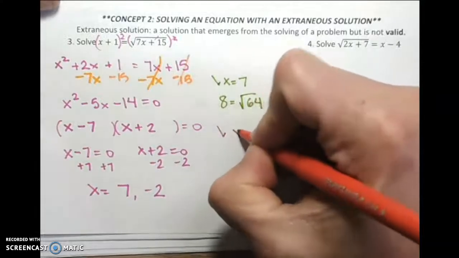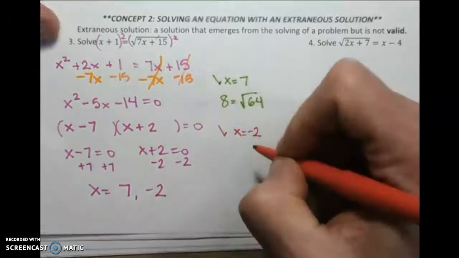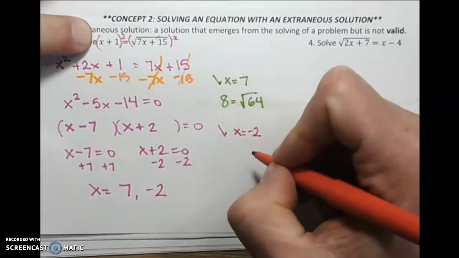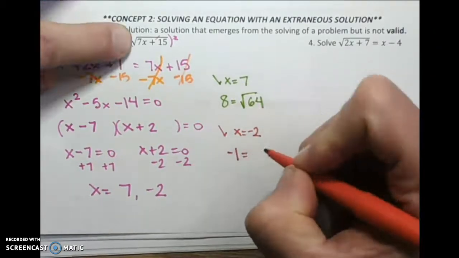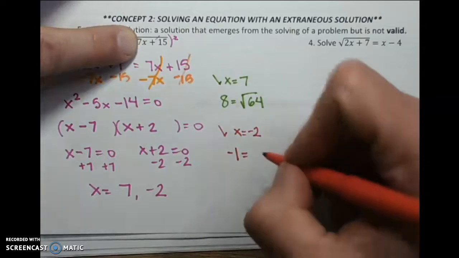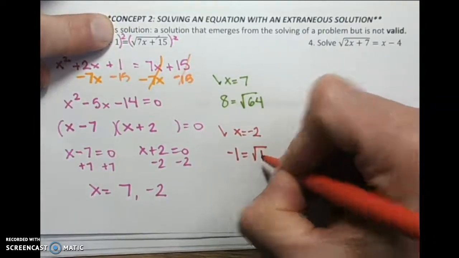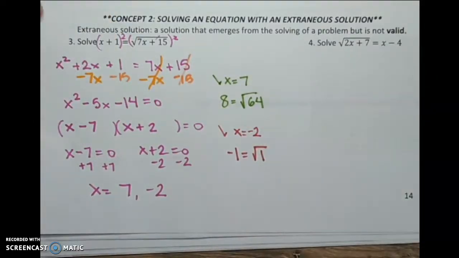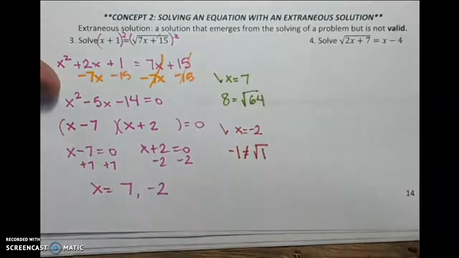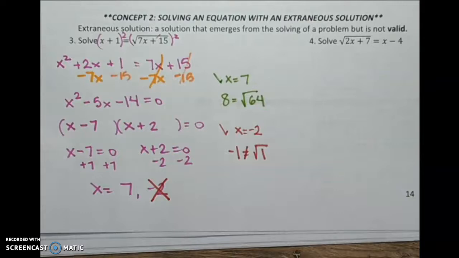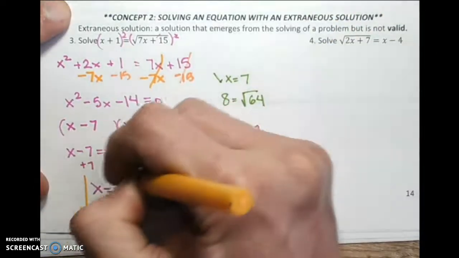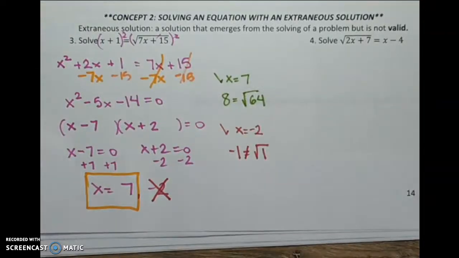Let's check x equals negative 2. When I put negative 2 back into the original equation for x, negative 2 plus 1 is negative 1. When I put it here, I get negative 14 plus 15, which is positive 1. So is negative 1 equal to the square root of 1? Well, the answer is no. So I'm going to cancel out that negative 2 because it really does not work. It's an extraneous solution. The only answer that works is 7. So that's what you have to put. X equals 7 and only 7.